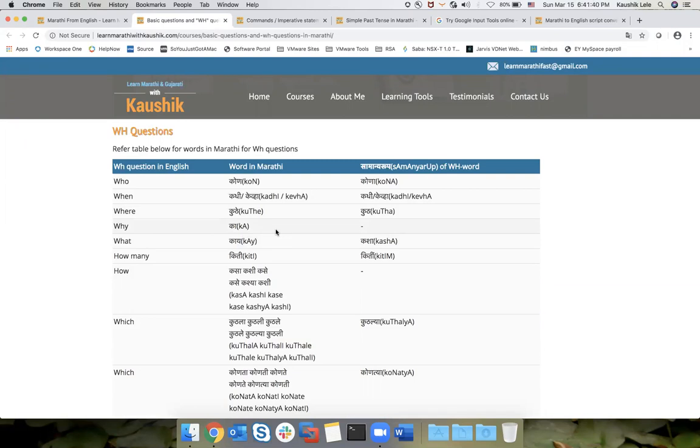So how will you say I want ice cream? आईस्क्रीम पाहिजे. Me ice cream paije. And how many? Excuse me. How many is kiti? So how many ice cream do you want? It will be kiti ice cream paije. Kiti ice cream paije. How many ice creams do you want?